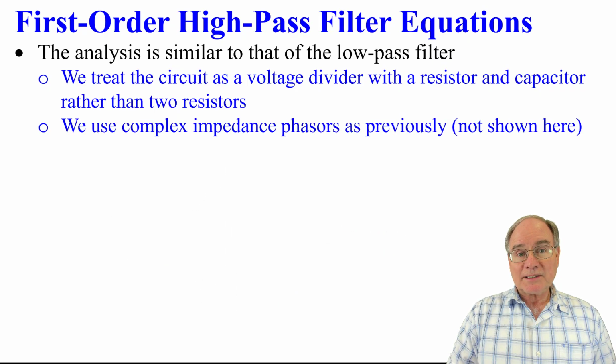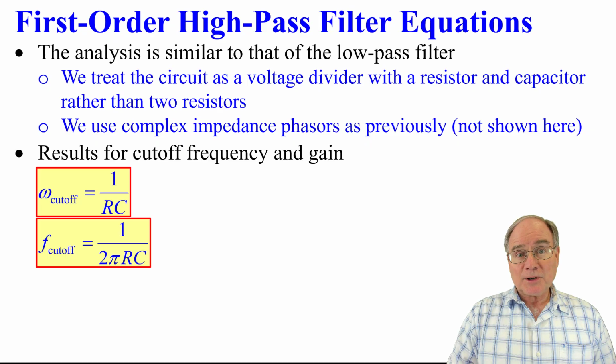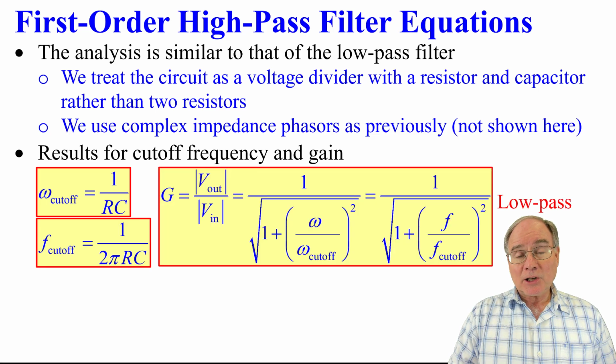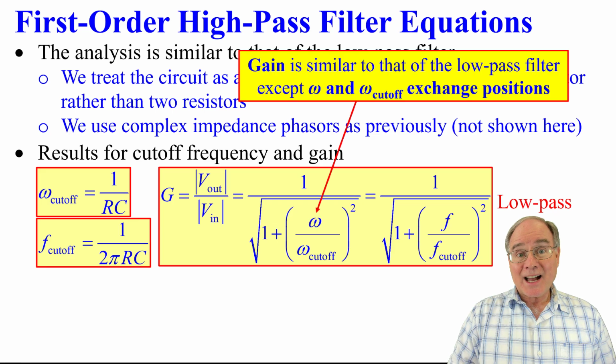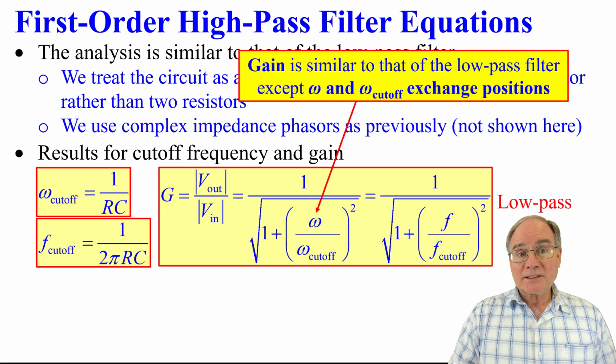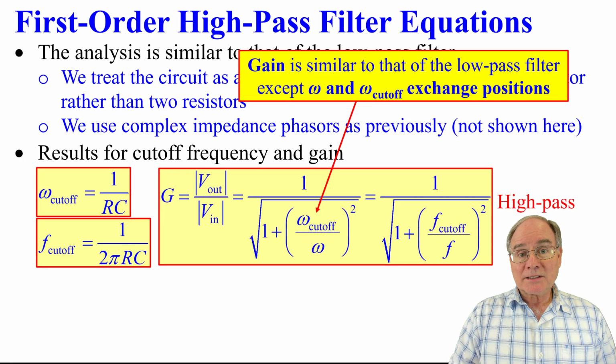We use complex impedance phasors as previously, but I don't show all the analysis here. Here are the results for cutoff frequency and gain. It turns out that cutoff frequency is identical to that of the low-pass filter. Here's the gain we had for the low-pass filter. Gain for the high-pass filter is similar, but now we exchange positions of omega and omega cutoff. Again, comparing, here's the high-pass, the low-pass, and the high-pass.